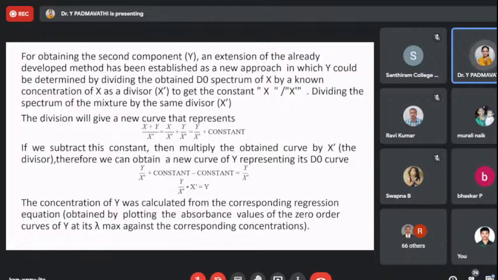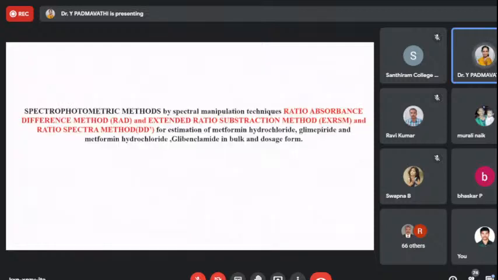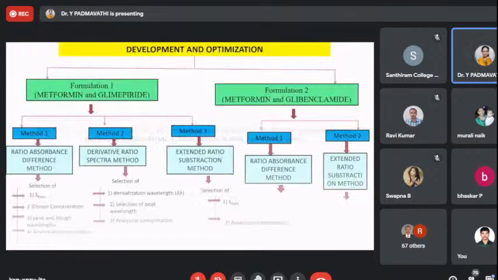So I just want to show you the research work data which we did last year for analysis of the anti-diabetic drugs in fixed dose populations. We developed all these 3 methods: ratio absorbance difference method, extended ratio method, and ratio spectra method, for estimation of metformin and glimepiride in combination. The other one is metformin hydrochloride and glimepiride. Both the pure drugs in bulk and even formulations, we tried these. These 2 formulations we did.